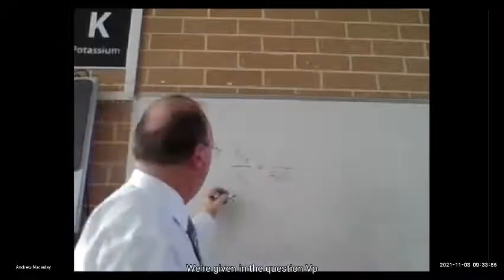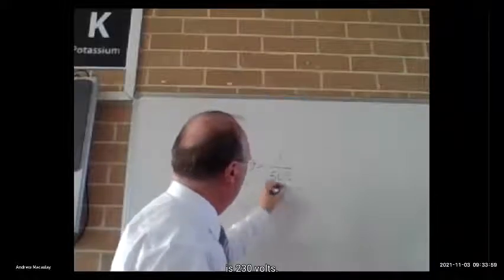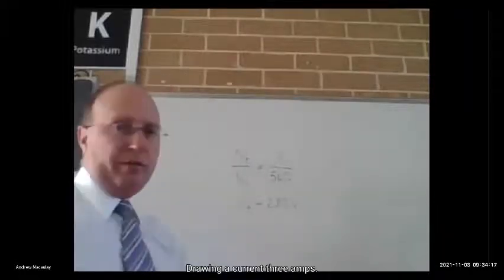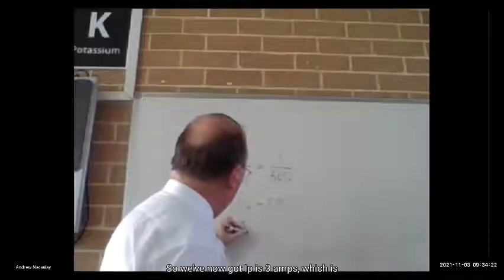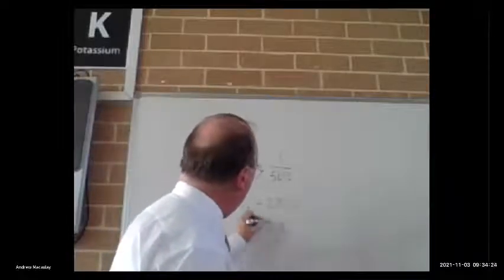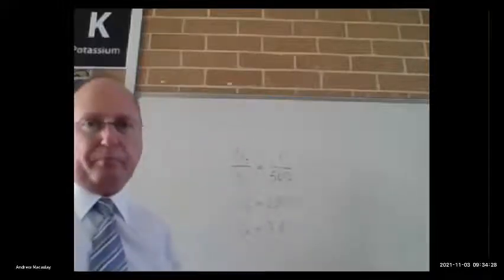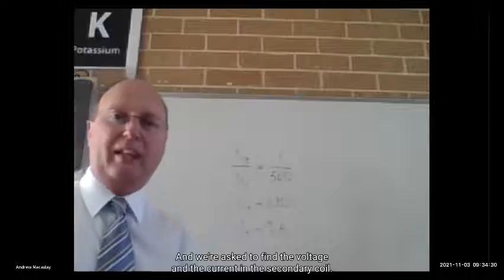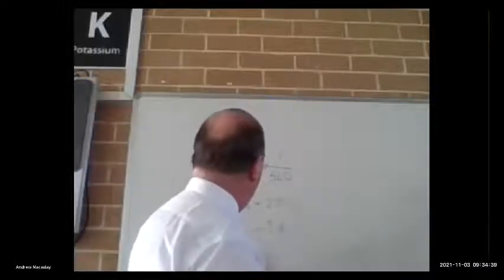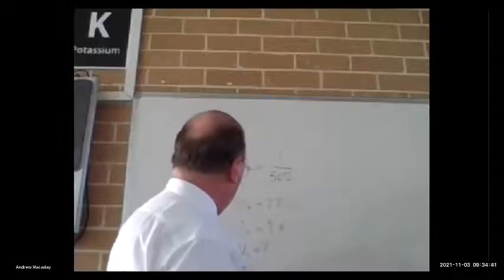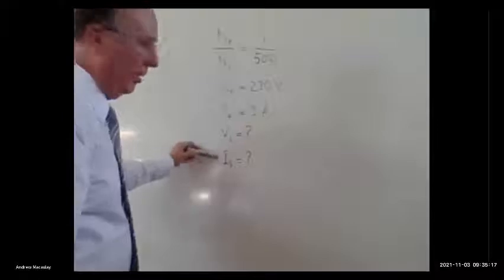We're given in the question VP is 230 volts, drawing a current of 3 amps. So we've now got IP is 3 amps. Just remember P is for primary, and S is for the secondary. And we're asked to find the voltage and the current in the secondary coil. I'll write it down: VS equals something and IS equals something. That's the data, and that's what we want to find.